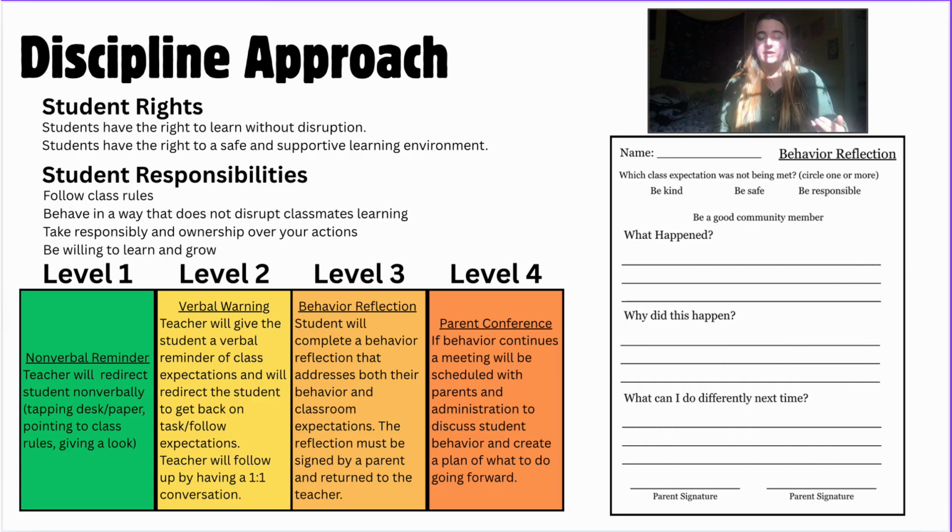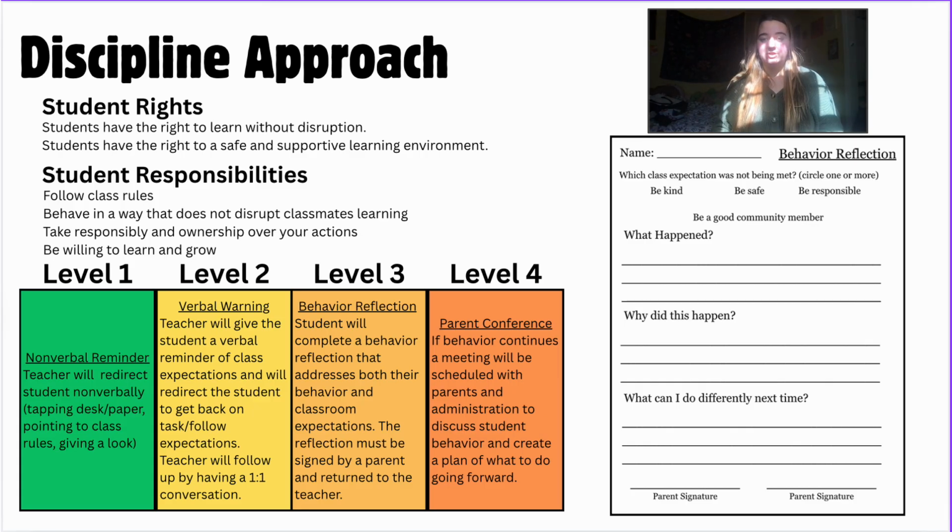As you can see, the behavior reflection has students identify which classroom rule from our code of conduct was not being met. It asks them what happened to lay out their specific actions of what they did. Then it asks them why did it happen, and this might be addressing the need that was not being met or background context that the teacher might not be aware of. Then it asks them what they can do differently next time. How can I meet this need while also following expectations? Again, after the student completes the behavior reflection, it will be sent home and must be signed by the parents or guardians and returned to the teacher.